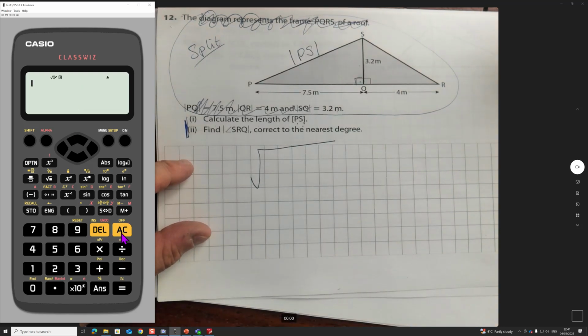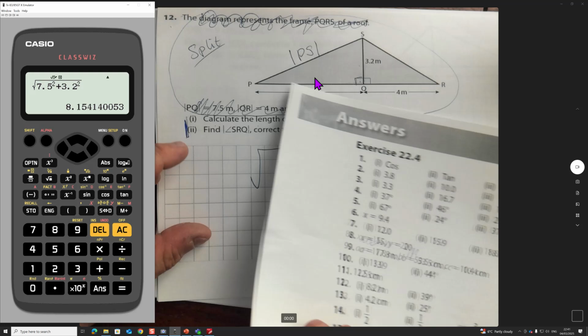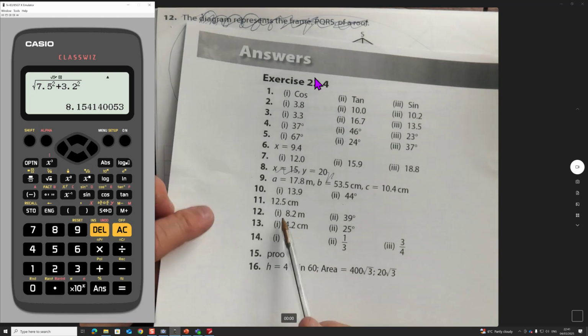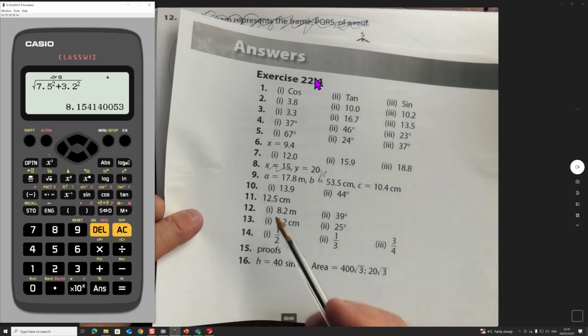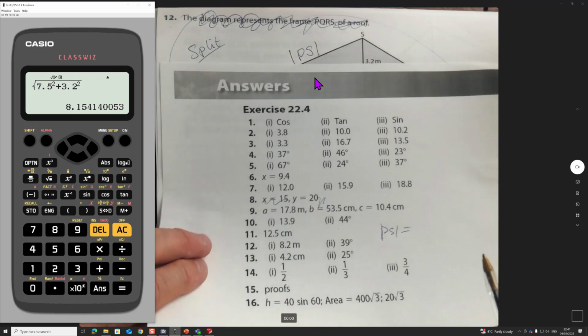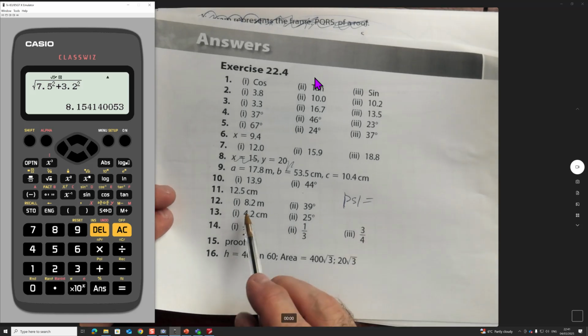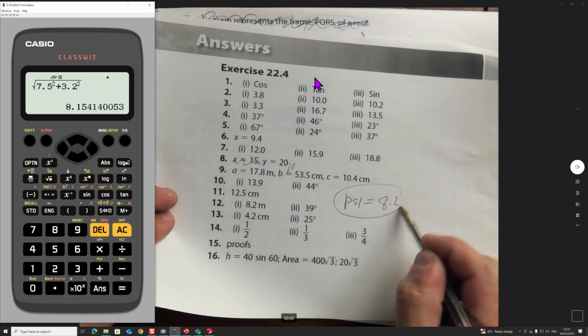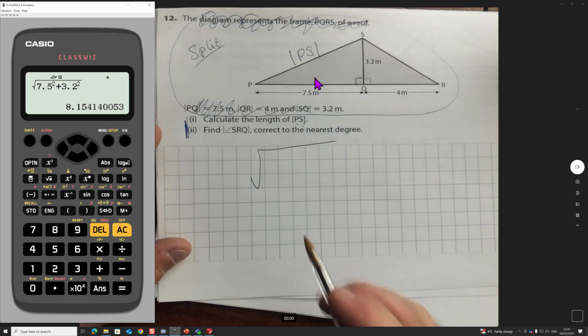So we'll go to our calculator and go to square root of 7.5 squared plus 3.2 squared. Okay, and that's 8.15. You see, I'm really annoyed that they wouldn't write PS equals, because it'd be much nicer if they had written PS equals 8.2. It's nicer to do statements.